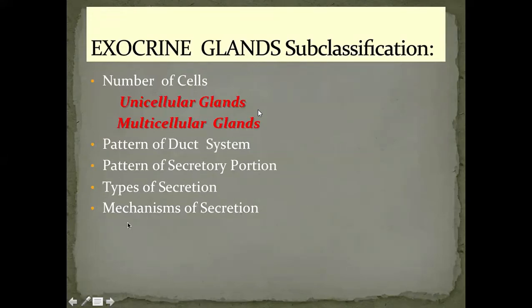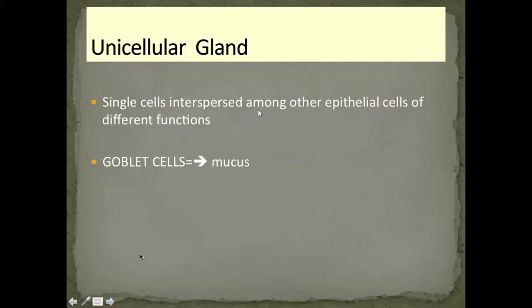Okay. Pag unicellular, syempre uni, isa lang, single cells, interspersed among other epithelial cells of different function. The only unicellular gland of the human body is called the goblet cells. And the goblet cells produce mucus or mga laway-laway, no? Substances. You will know that when you go to the system later, no? So the only unicellular gland of the human body are your goblet cells.